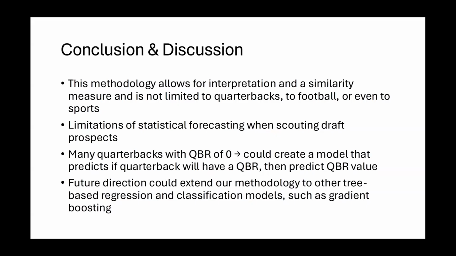For the future, we might want to do 2 models, where the first model predicts whether or not the player will have a 0 QBR in the NFL. And then after that, create a model that predicts the QBR if they're predicted to have a QBR, since the data was so skewed.